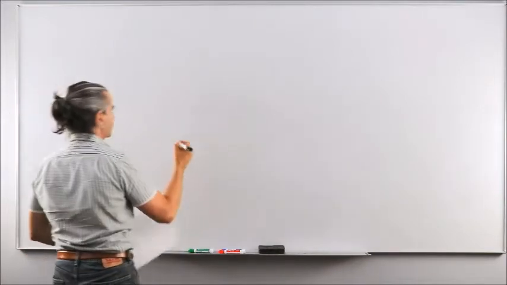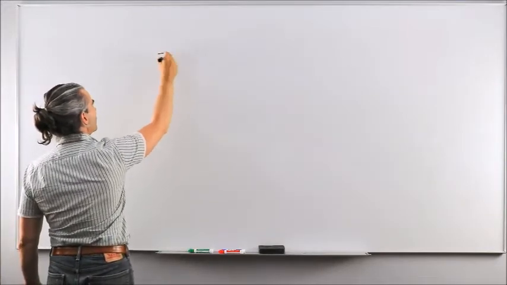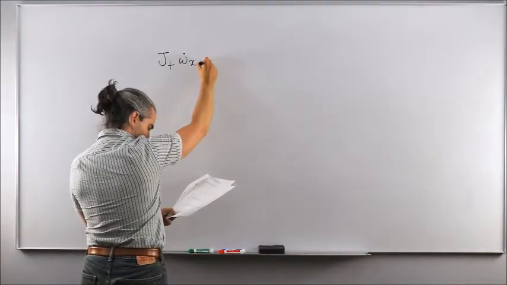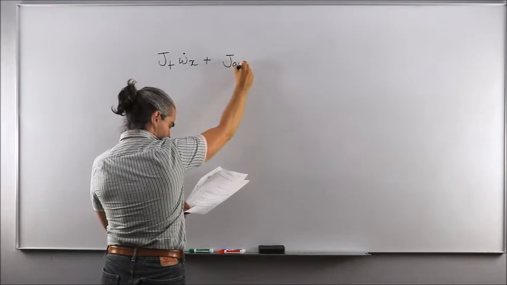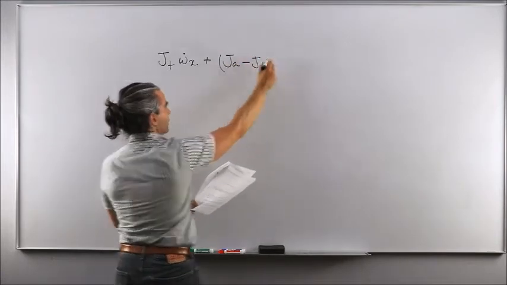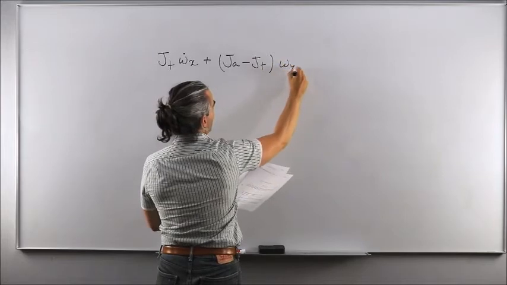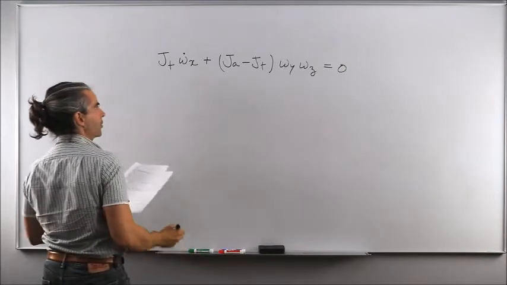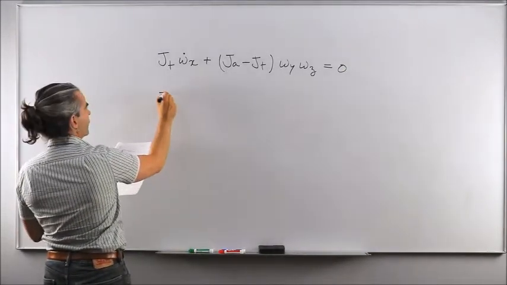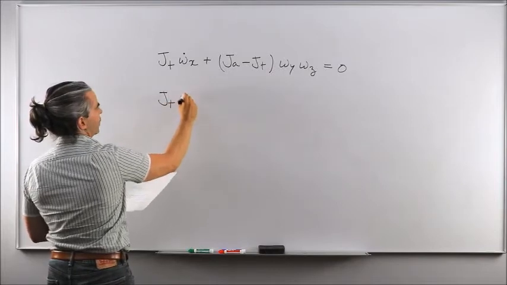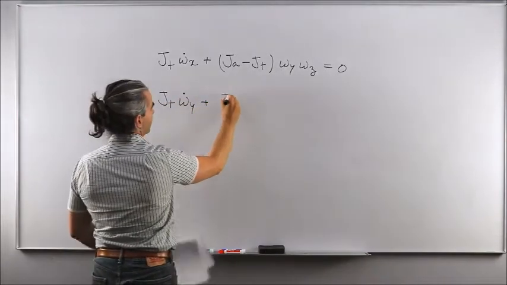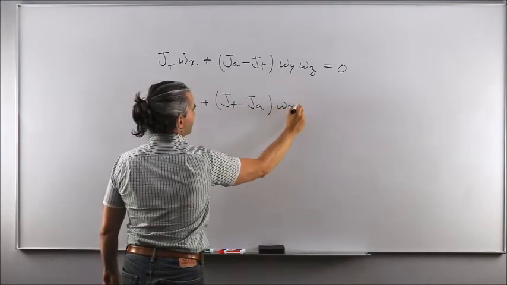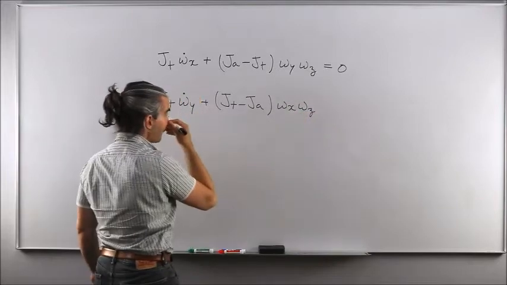Okay, so if we go back to what we had for the motion about x and y, we had jt omega x dot plus ja minus jt times omega y times omega z equal to 0, because it is a torque-free motion that we are seeking to solve. And here jt omega y dot plus jt minus ja omega x times omega z equals 0.